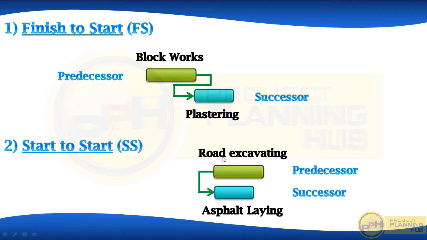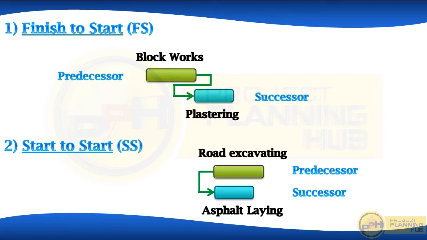Let's take an example, road excavating and asphalt laying. For constructing a road, we need to excavate the road. Also, we need to lay asphalt for completing the road works. We can do both works in parallel. We can start both works parallelly. Okay. So, this is an example for SS.